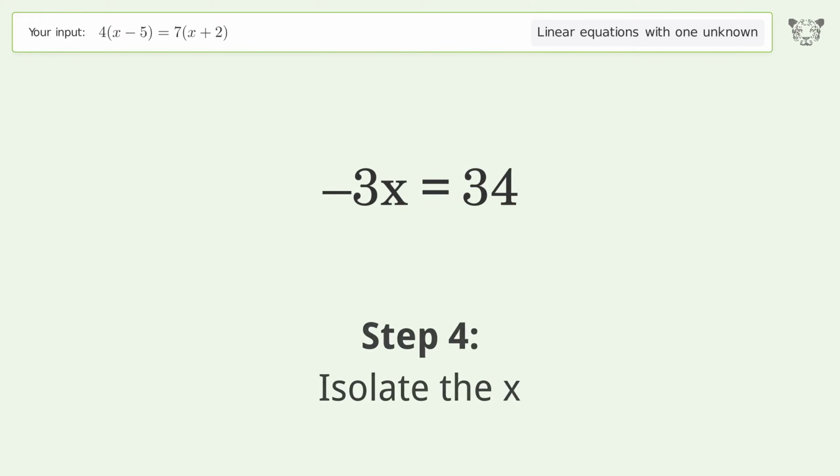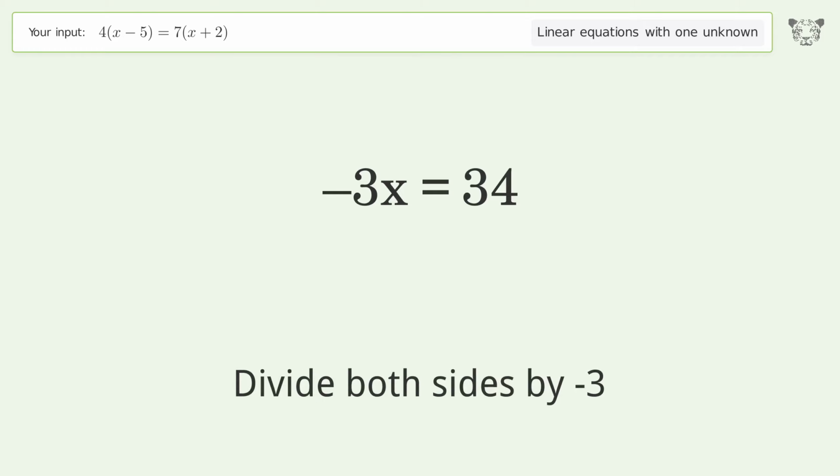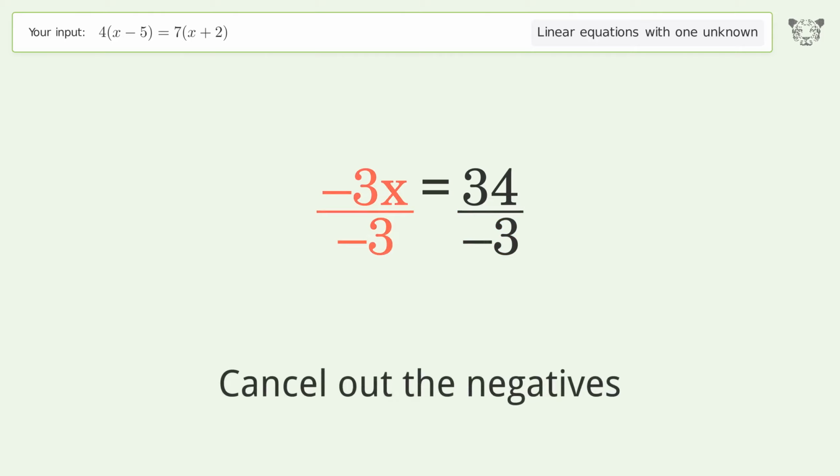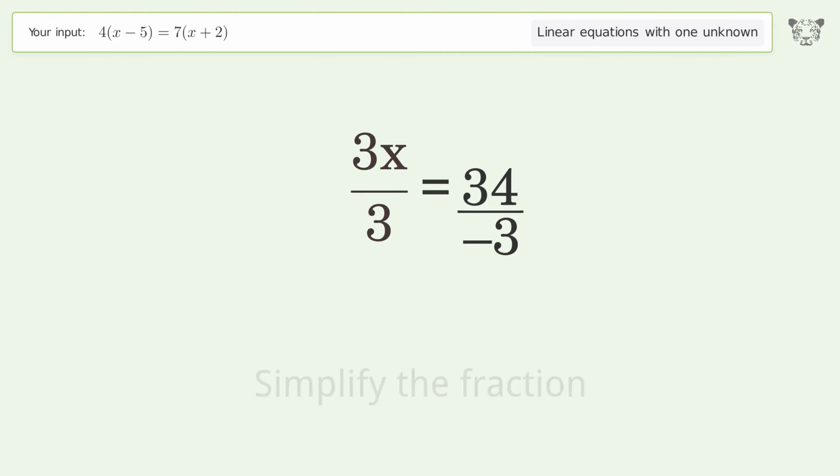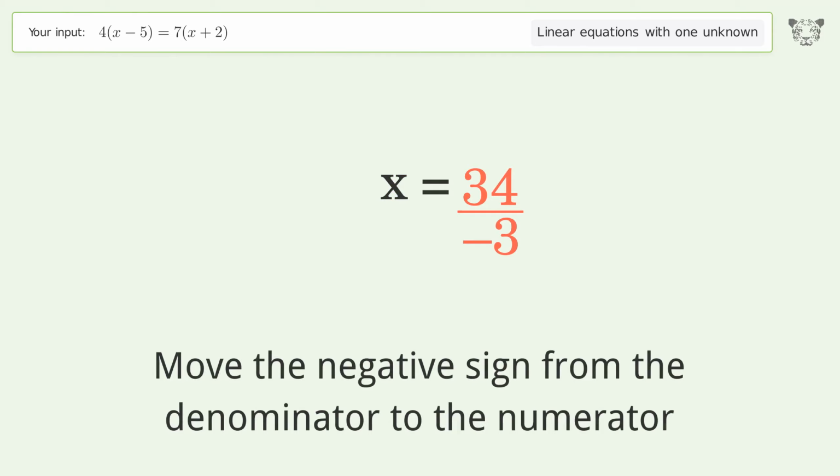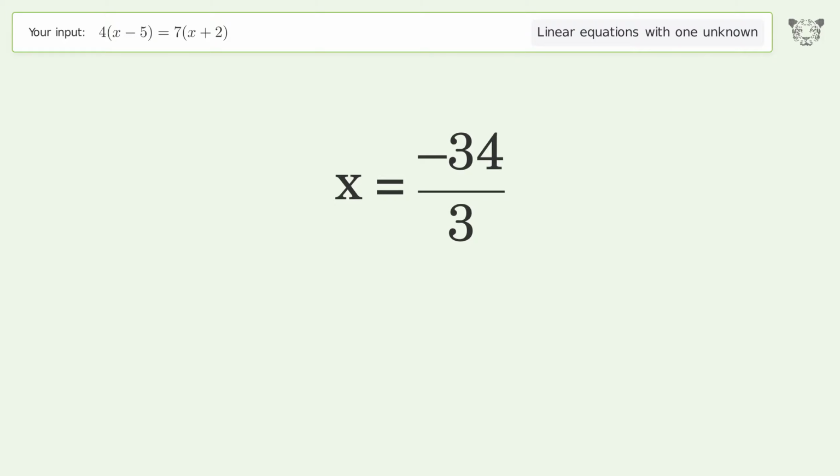Isolate the x. Divide both sides by -3. Cancel out the negatives. Simplify the fraction. Move the negative sign from the denominator to the numerator. And so the final result is x equals -34/3.